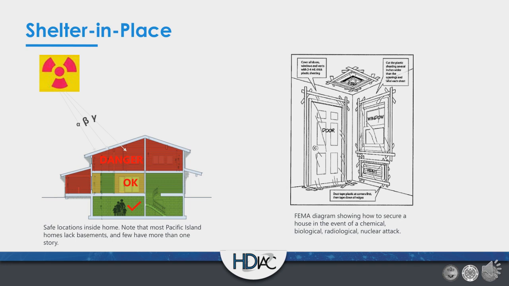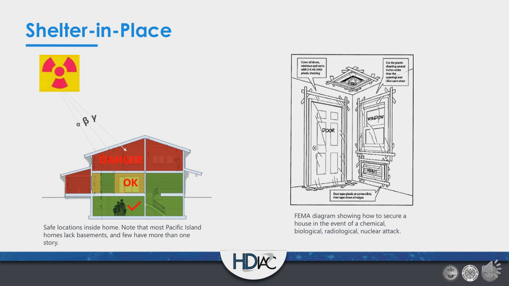Now, looking at sheltering in place as a possible means to mitigate the hazard here. So I did a quick graphic here on the left-hand side using a radiological particle type of scenario, a dirty bomb, a radiological dispersion device is detonated somewhere on an island.